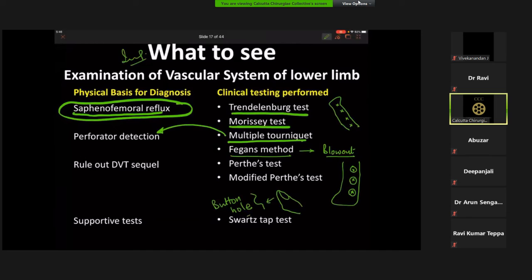A Perthes and a modified Perthes test is to rule out a sequel of an acute DVT. Schwartz's step test will show you that there is a reverse flow of blood in that.